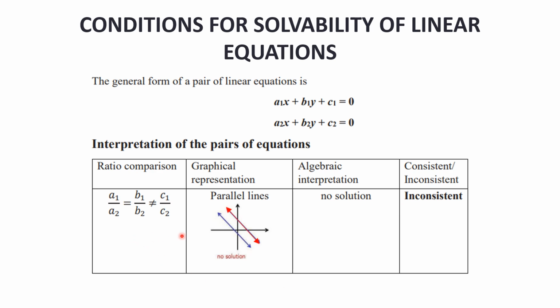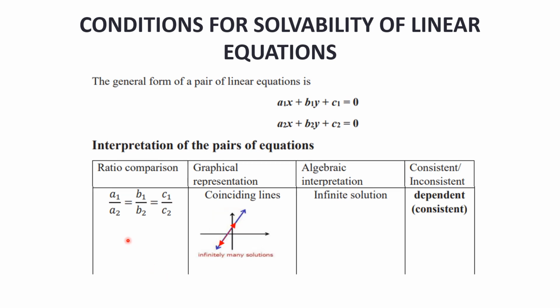Same way, when you compare the ratios, if your a1 by a2 and b1 by b2 are equal, but your constant c1 by c2 is not equal, then you get no solutions. So then this system of pair of linear equation is called as inconsistent, and they represent a parallel line.